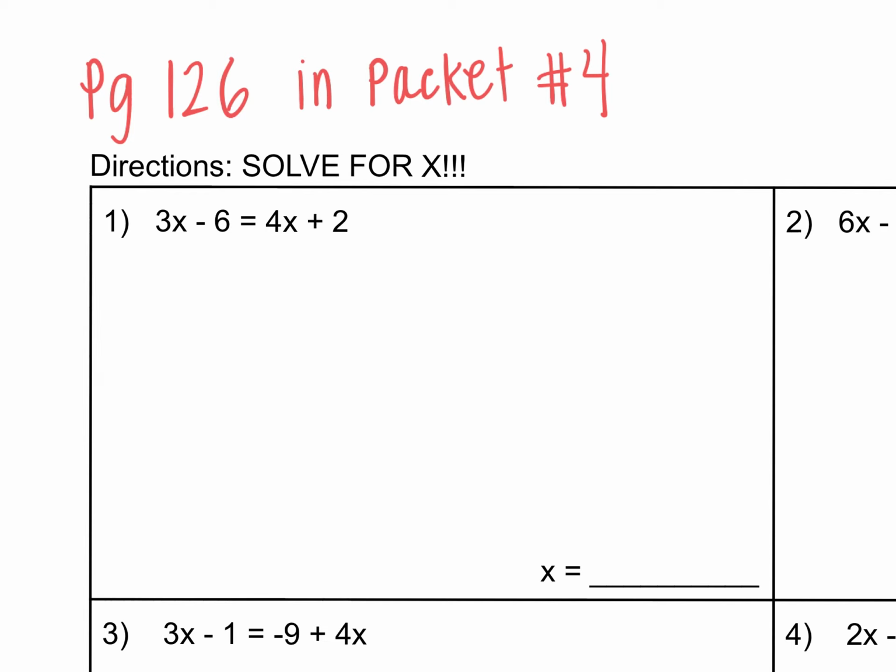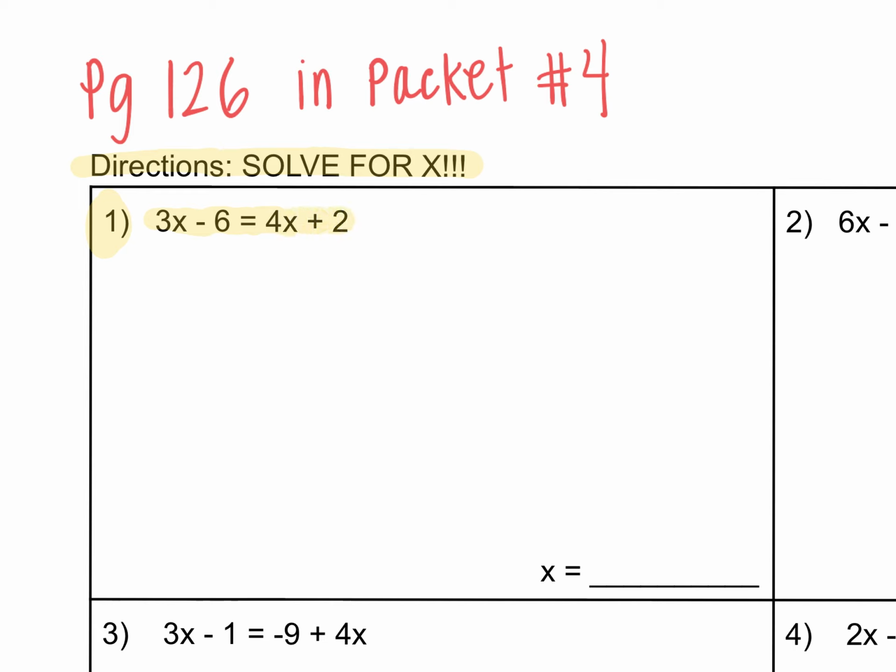Hi class, today we're going to review how to solve multi-step equations. So let's read these directions. Directions: solve for x. In number 1, our equation says 3x minus 6 equals 4x plus 2.